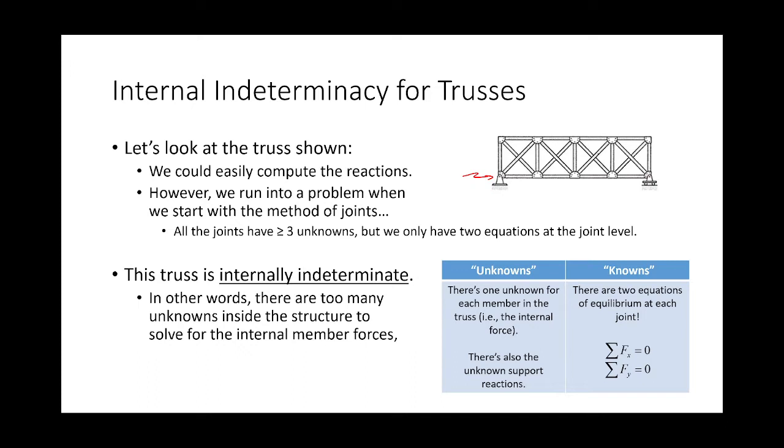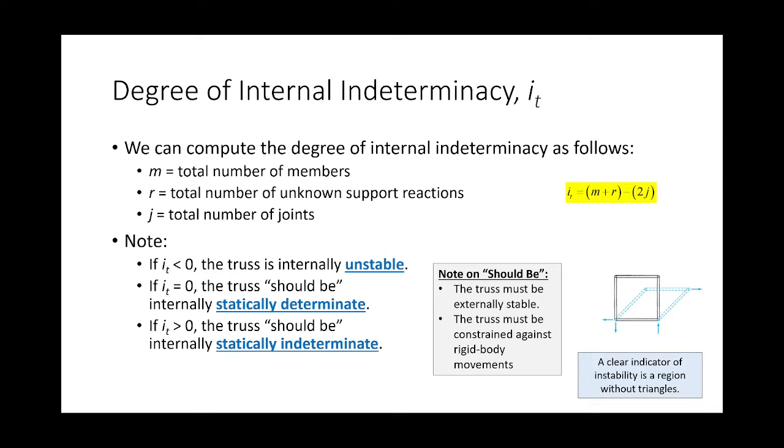Now what about the knowns? From an internal standpoint, we're talking about the internal equilibrium. At each joint, how many equations of equilibrium do I have? 2. This is the formula for the degree of internal indeterminacy for a truss: I_T = M plus R minus 2J. What we're doing is we're comparing the knowns to the unknowns.